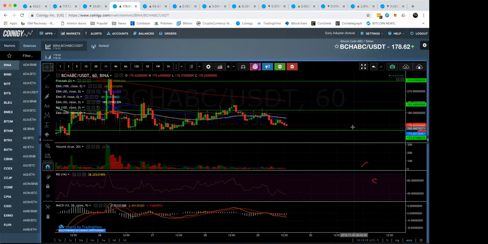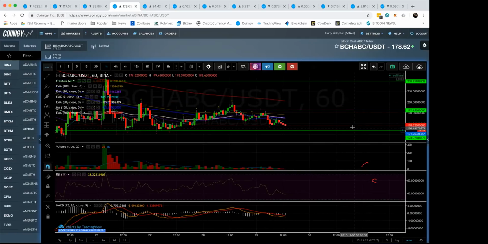Again, I'm trying to make the TA a little bit more educational, so you guys know what I'm looking for, and you can start identifying it for yourselves. When this goes off, I will take a screenshot and post it, and we will see how well this line works as support.